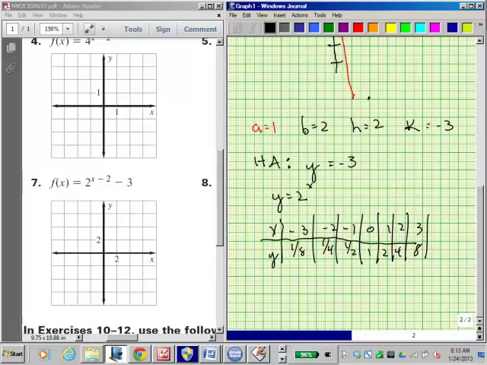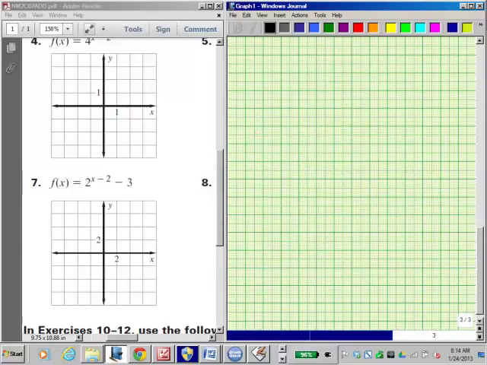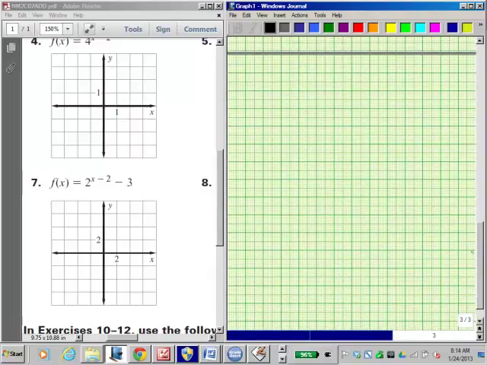Okay. Domain, all reals. Range: okay, A is greater than 0, so the range is y is greater than -3. Okay, everybody good so far? Okay, all right. So now we can make our graph. Okay, first I'm going to just make the graph of y equals 2 to the x.